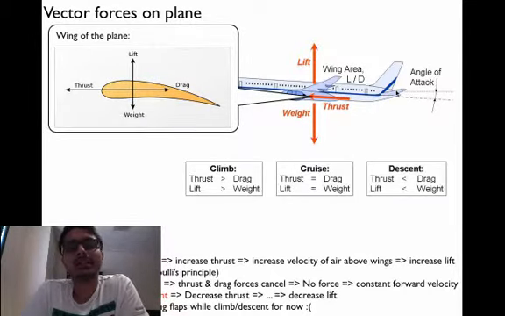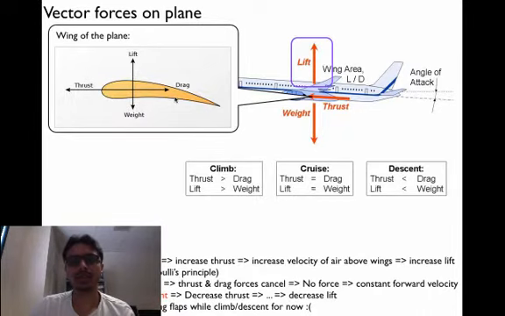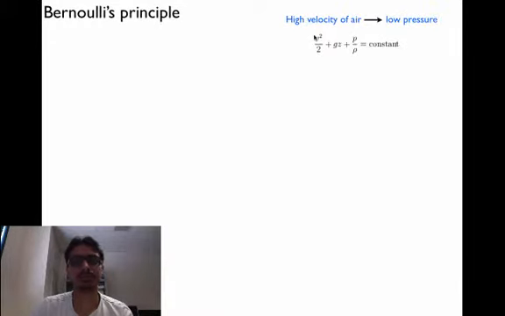Now let's look at the special design of the wing that I talked about earlier. If you have flown on a plane, you might have noticed that the wings are designed in this shape, and this special shape of the wings causes the force called lift. Before we understand lift, let's understand Bernoulli's principle. It is given using this equation. It essentially says that if in a certain region the air is moving at a higher velocity, then in that region you'll have low pressure.